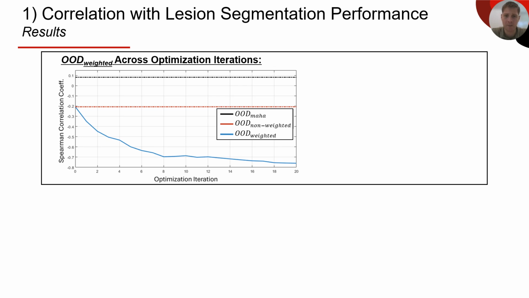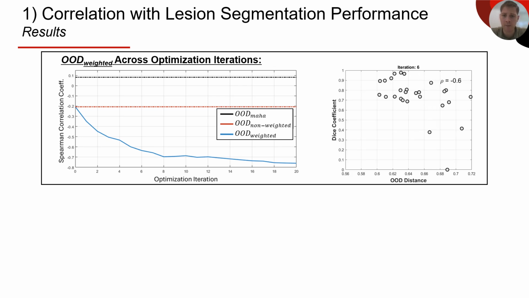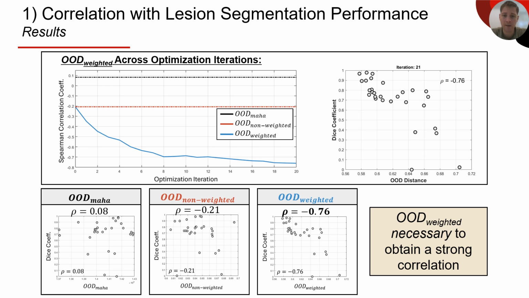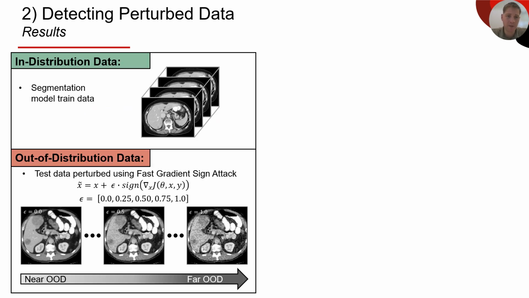And this is especially apparent when we look at the scatter plot between these two variables, where the distribution between these two variables gets more and more correlated across iterations. Comparing to the comparison OoD distance measures, we see that this weighted measure is really necessary to attain a strong correlation in this assessment. For the second assessment, we looked at each OoD distance measure's ability to detect perturbed image data.